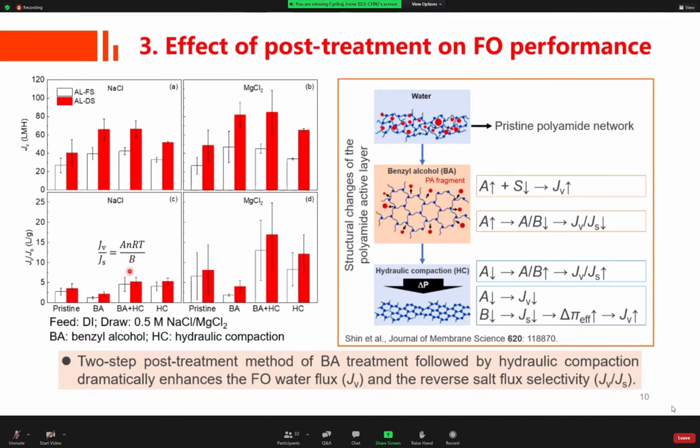Unlike the significant increase in reverse salt flux selectivity, the hydraulic compaction has little impact on the water flux. This could be explained by two counteracting factors. The compaction-induced decrease in water permeability results in a decrease of FO water flux. Meanwhile, the compaction-induced decrease in salt permeability can increase the effective osmotic driving force and then increase the FO water flux. In conclusion, compared with the pristine PE FO membrane, the two-step post-treatment method of benzyl alcohol treatment followed by hydraulic compaction dramatically enhances the FO water flux and the reverse salt flux selectivity.